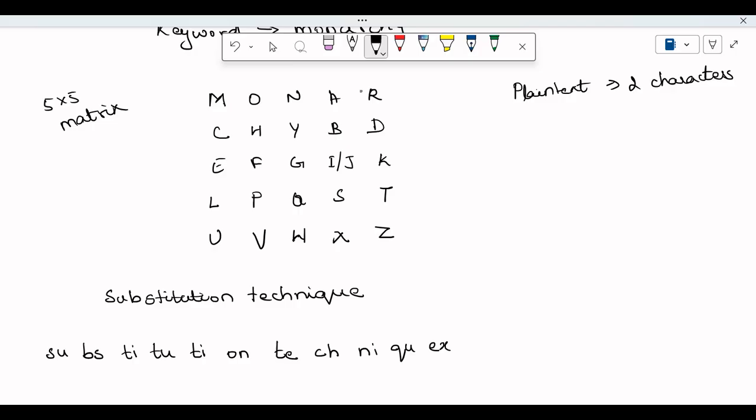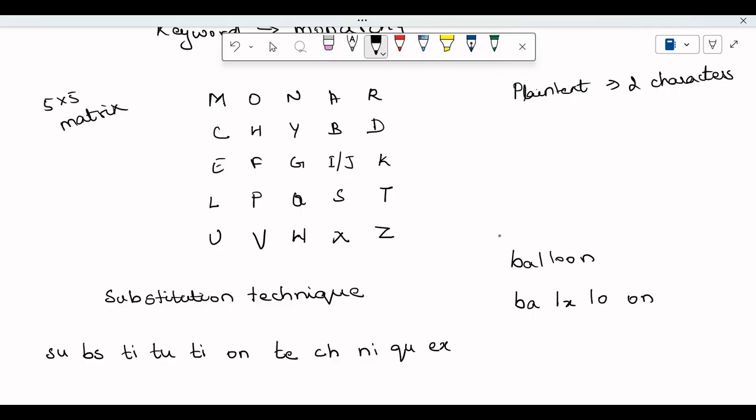The constraint is, if a block has the same two characters, then I have to reshuffle it. For example, let us take balloon. Consider this is my plain text. The first pair is BA. The next pair is LL, so we can't go like that. Instead we insert a filler between these 2 characters and then regroup it: BA, LX, LO, ON. This is how we will proceed.